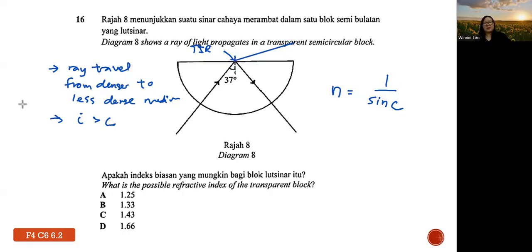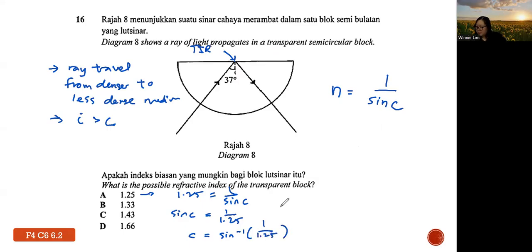So they give you the refractive indices, so you can sub one by one to find out the critical angle of each scenario. For example, I try A first. You will have 1.25 equals 1 over sine C. So sine C equals 1 over 1.25, and I want C, so you press your calculator, shift sine of this value.